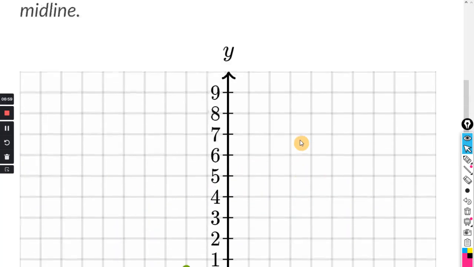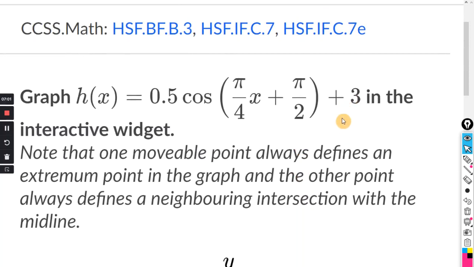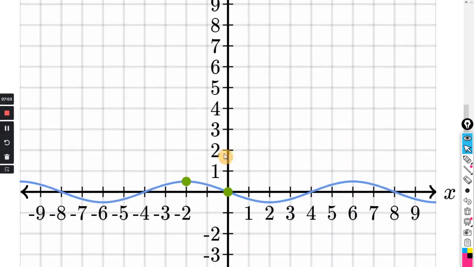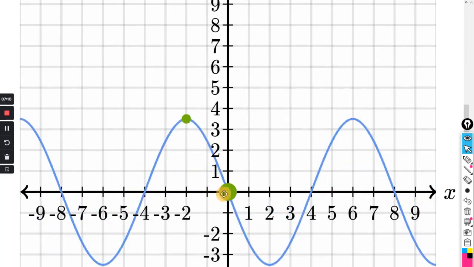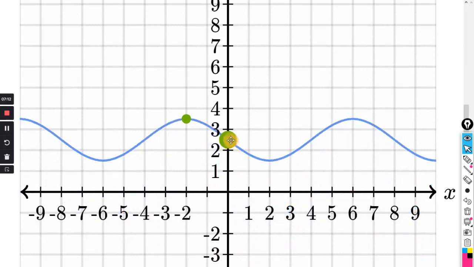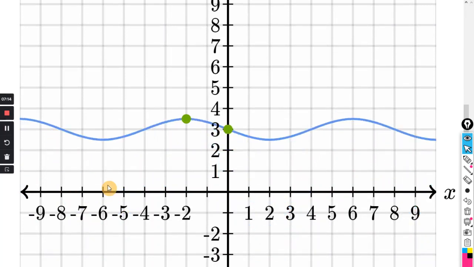All right, and finally, the plus 3 moves everything up by 3. So this is at half. It's going to be at 3.5. Right there. This is at 0. It's going to be at 3. Right there. And that's it.